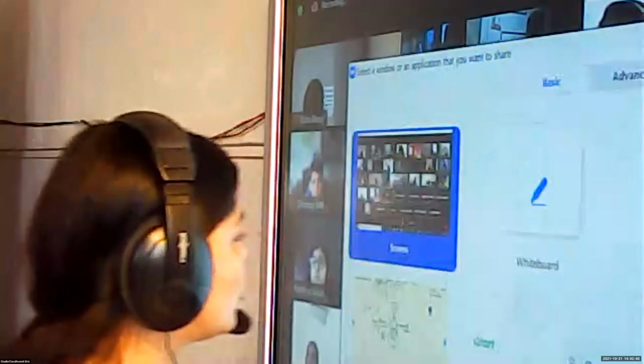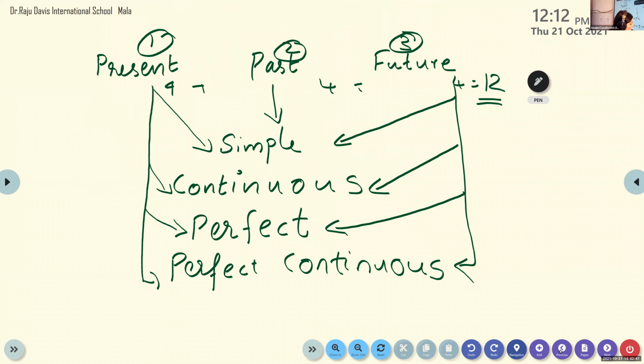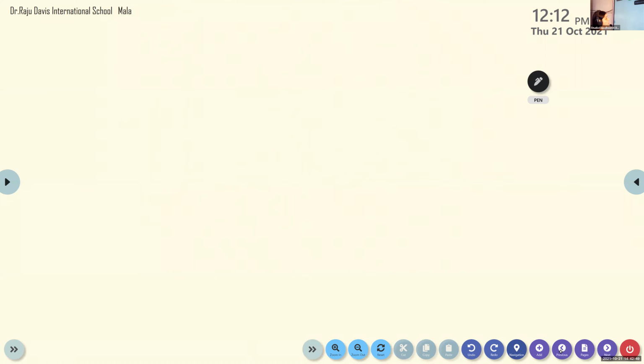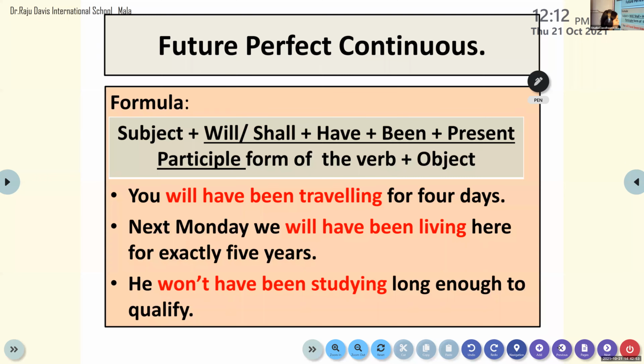Now let us learn the rules of simple present tense. I'm going to share this. This is very important because this year you are going to learn active and passive voice, one of the important topics till 9th standard. So I request everybody to pay attention here, because these tense rules should be thorough.